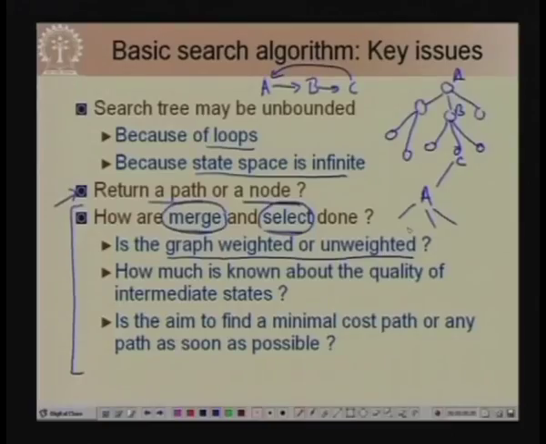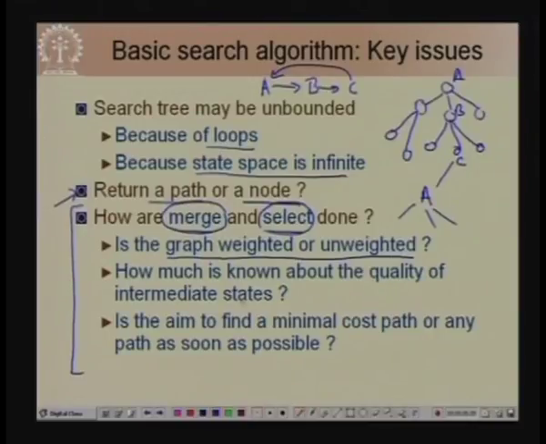And to consider these things, we need to consider certain factors. Is the graph weighted or unweighted? If all steps have the same cost, we can model the state space as an unweighted graph. But if different operators have different costs, we can associate weights with the edges corresponding to the cost of that operator, and we will deal with weighted graphs.